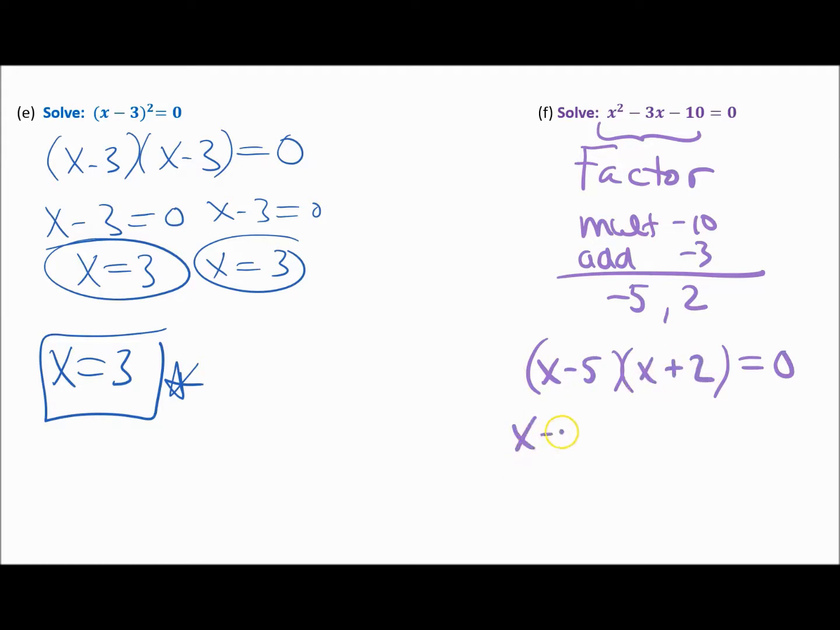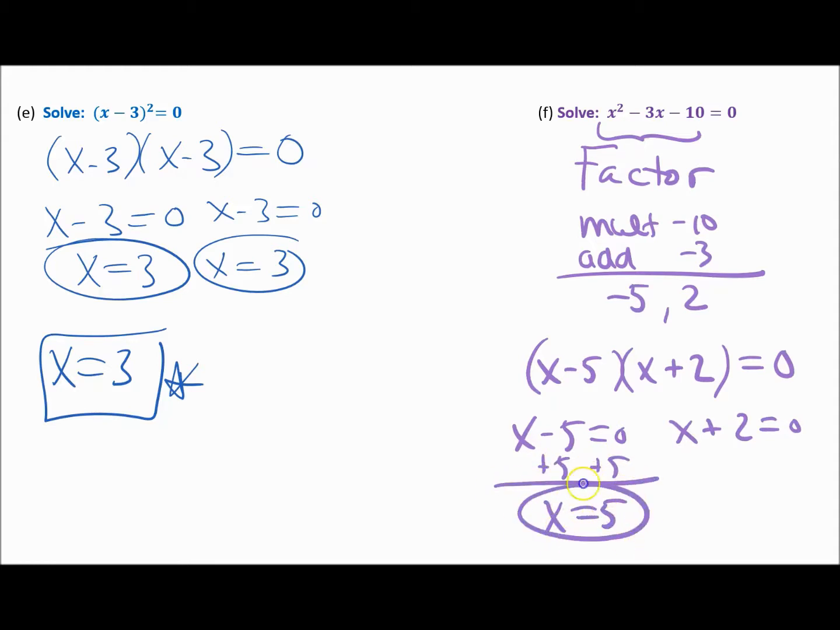Now you separately set each of these factors equal to 0, just like what we learned earlier. I add 5 to both sides of the left equation, so I get x is equal to 5. And I subtract 2 from both sides of the right-hand equation to get x equals -2. So the two solutions that would make this equation true, and you could certainly check it by plugging them back in, are 5 and -2.